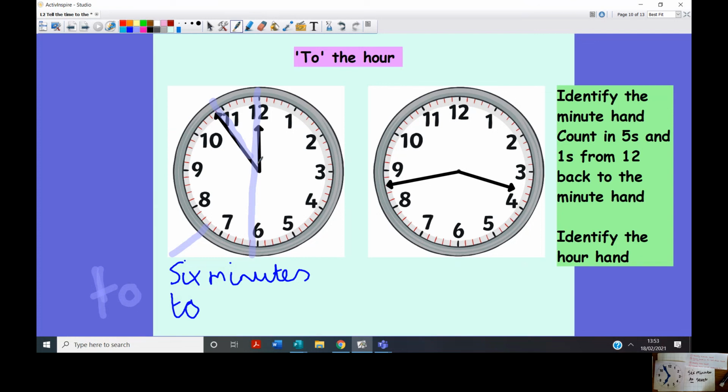And what is that? Where is our hour? Our hour is at 12. It is 6 minutes to 12. Let's have a look at this one. Again, we know we're in the land of the 2 because we're beyond here. So where is our minute hand? We're going to count back 5, 10, 15, 16, 17. So it's 17 minutes. We're halfway there.